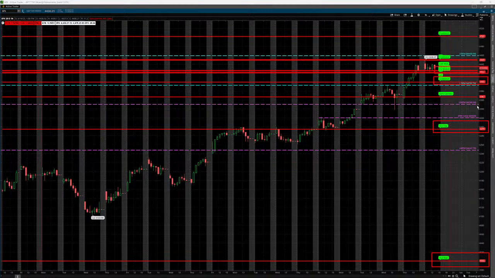So there's the call wall at 4425, and note that level also moved higher from 4,400 yesterday to 4425 today, and that's the strike with the largest net positive gamma, and that can be expected to act as resistance. And SPX right now is trading above that level, but pretty close to that level. All right, so that is a 30-day 1-hour chart. Pretty strong uptrend in SPX, up from about 4,100 to 4,400, a 300 point rally over a period of days.